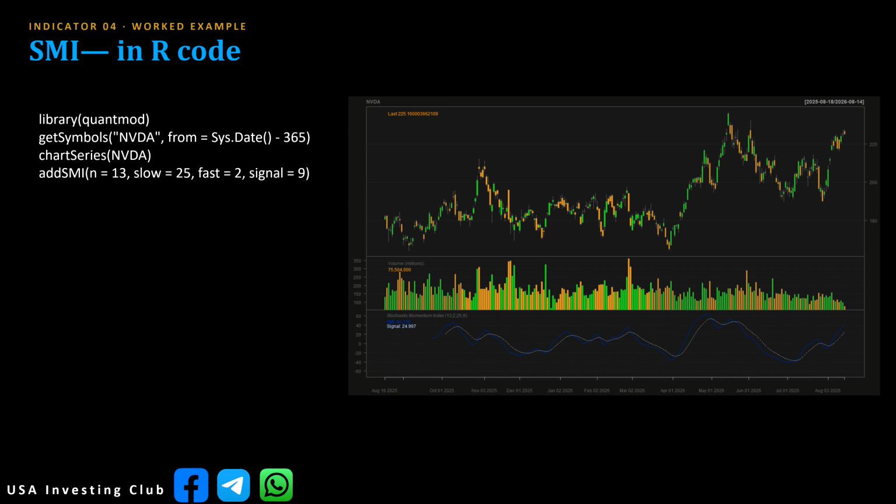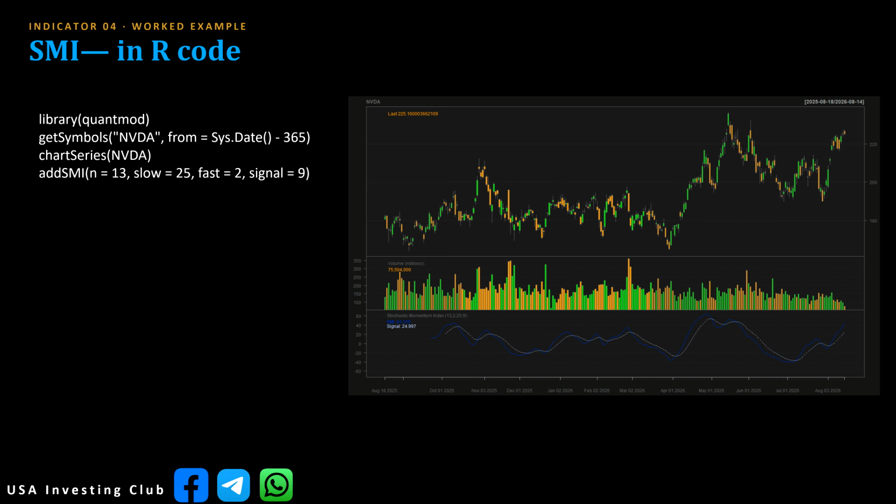In R, pull NVDA's data, plot the candlestick chart, and layer on SMI with add SMI, using N equals 13, a slow period of 25, a fast period of 2, and a signal period of 9. The classic Chande defaults for this indicator.